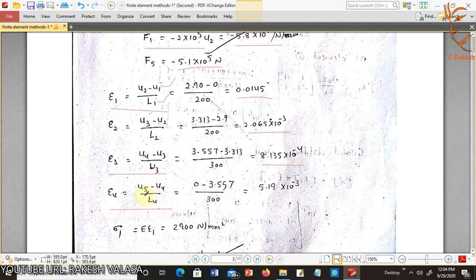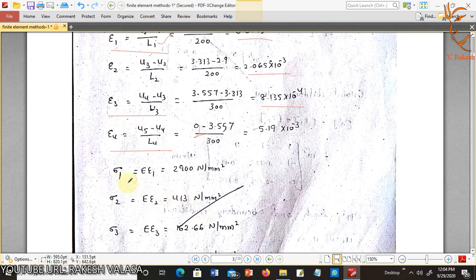Strain 4, u5 minus u4 by L4. u5 is 2. 2 minus 3.557 by 300. That value is minus 5.19 into 10 power minus 3.